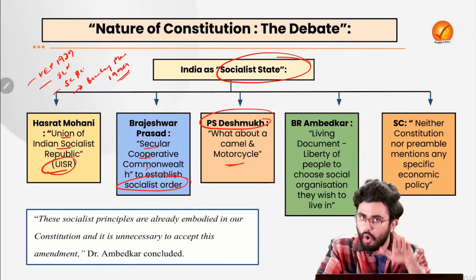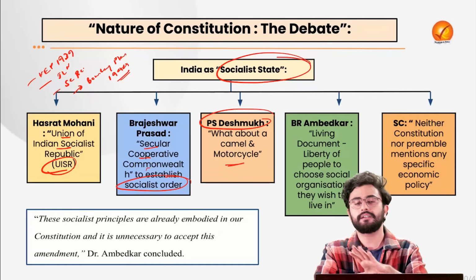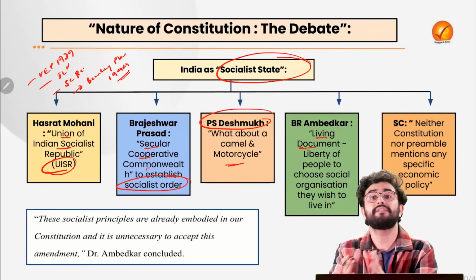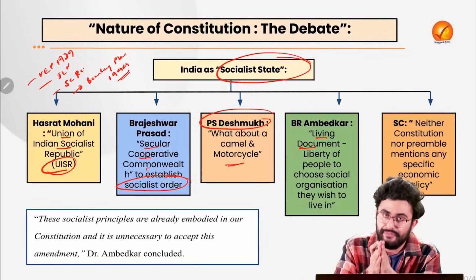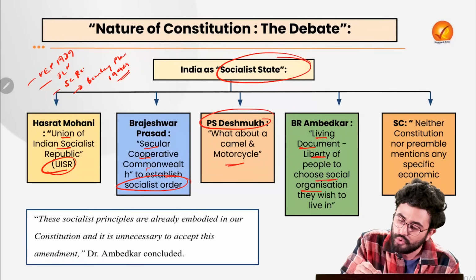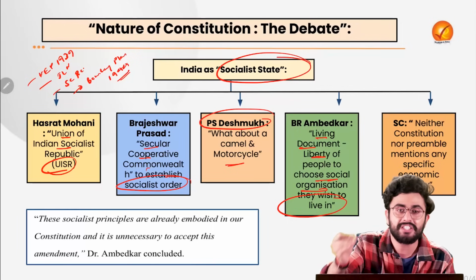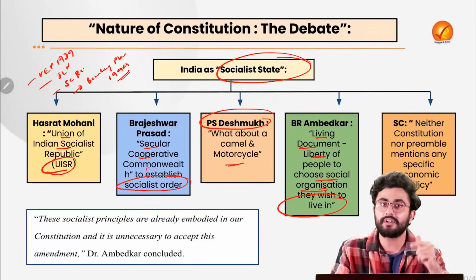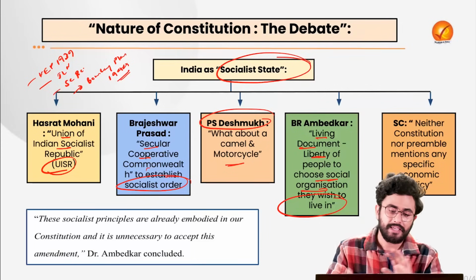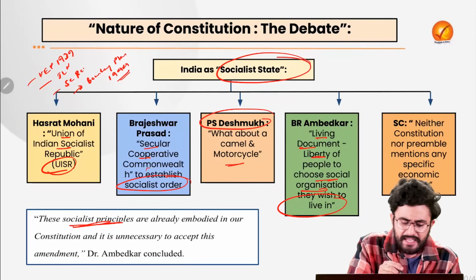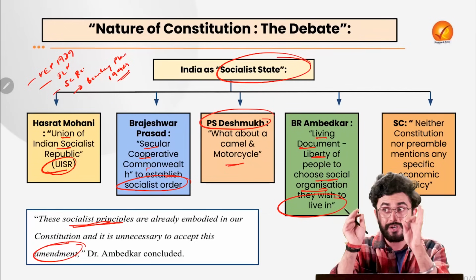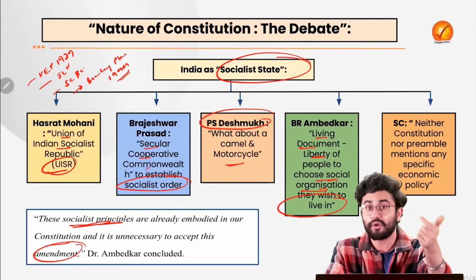B.R. Ambedkar took a staunch stand against declaring India to follow any particular economic model, where he stated that the constitution is a living document under Article 368. And when we are declaring our state to be a socialist state, we are basically compromising what? The liberty of people to choose the social organization under which they wish to live. Thus, we are basically violating what? Their Article 21, right to life and right to choice. That is why he said that these socialist principles are already embodied in our constitution, and it is completely unnecessary to accept this amendment to declare our country as a particular economic model.